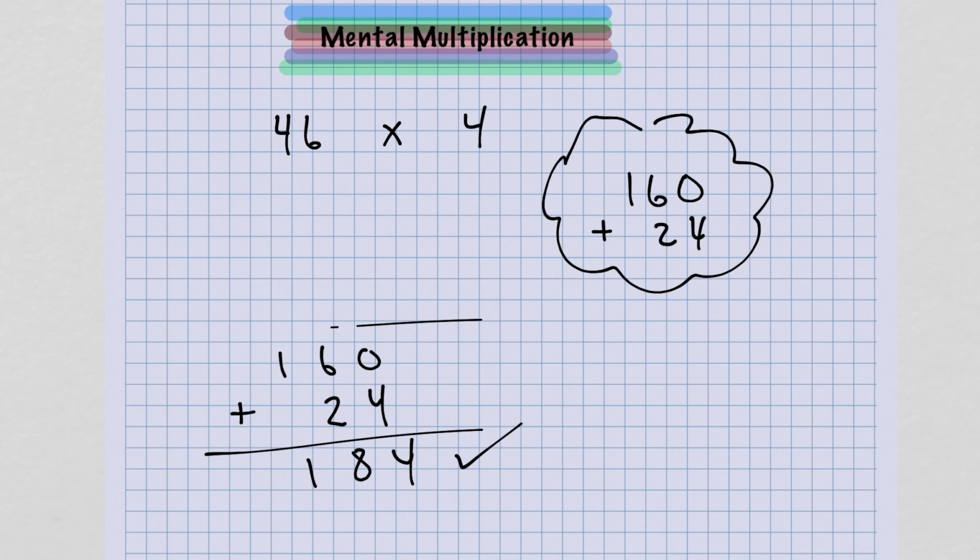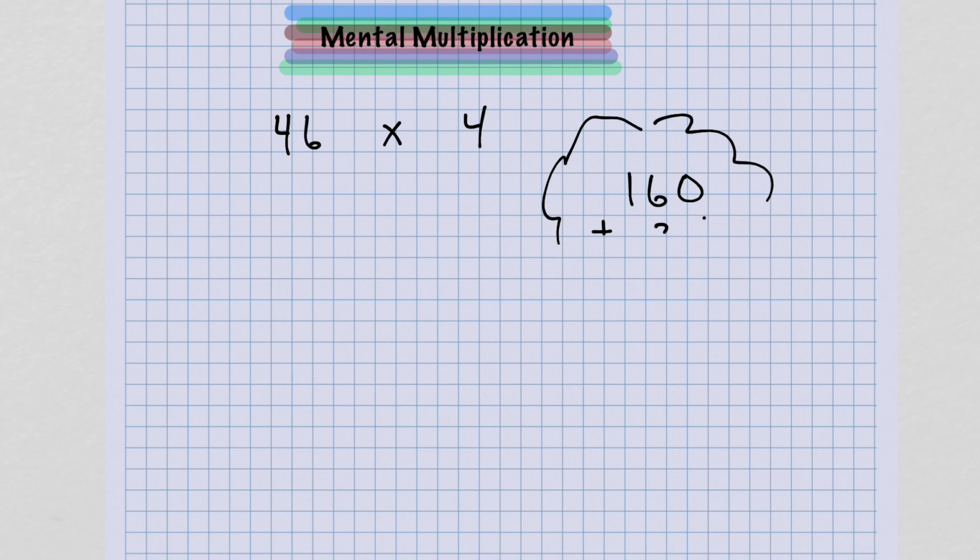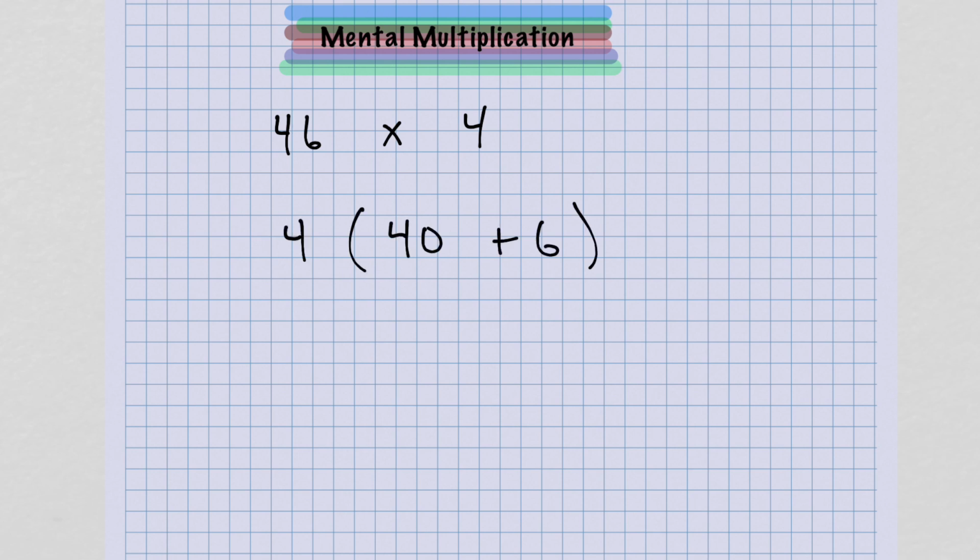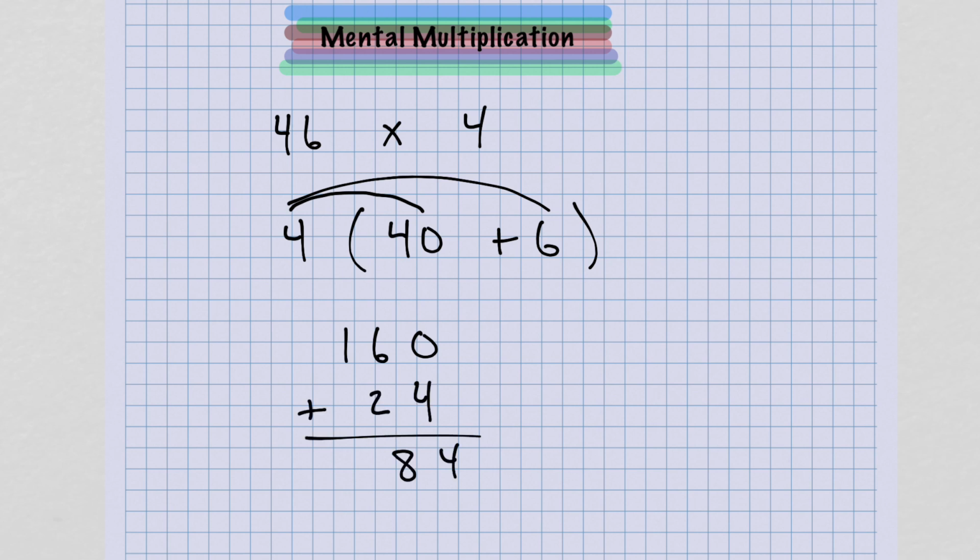So let me show you the distribution method. For the people doing pre-algebra that are getting ready for algebra, you do it like this: 4 times 40 plus 6. 40 plus 6, that's your 46. So now I'm going to distribute. 4 times 40, once again, is 160. And then 4 times 6 is 24. Adding those together, I get 184. This is the distribution method. I recommend learning both ways.